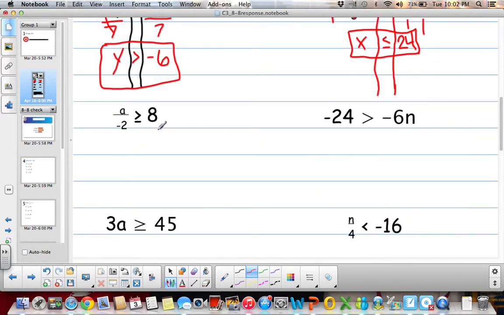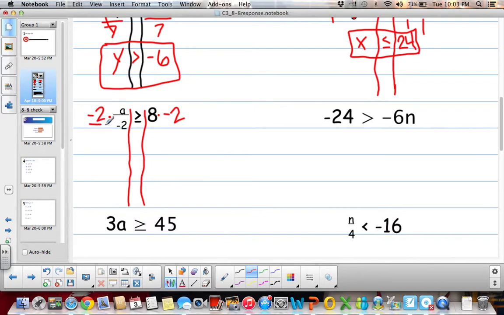Okay, a divided by -2 is greater than or equal to 8. So we look at our left side because that has our variable. A is being divided by -2. The opposite of dividing is multiplying. So we're going to multiply by -2, 8 times -2.